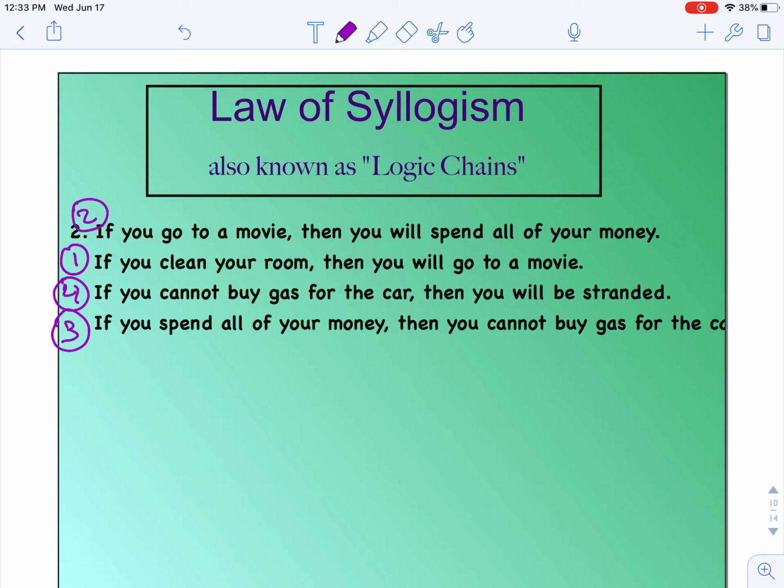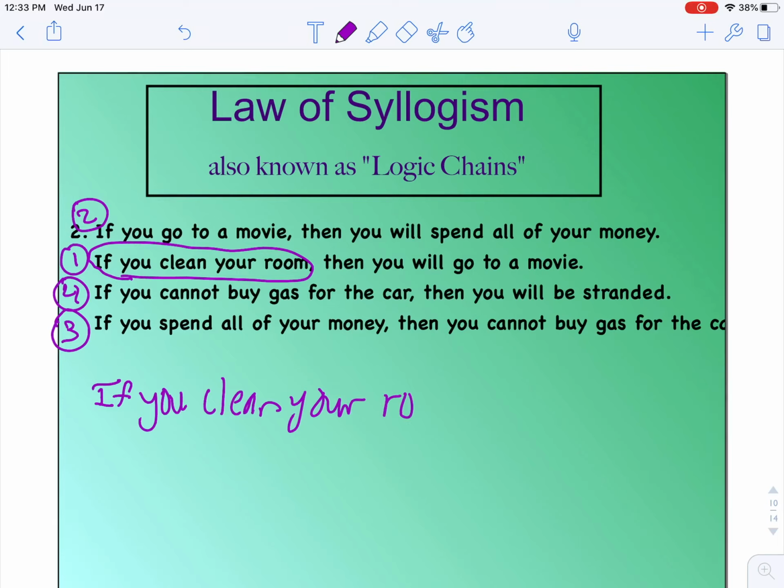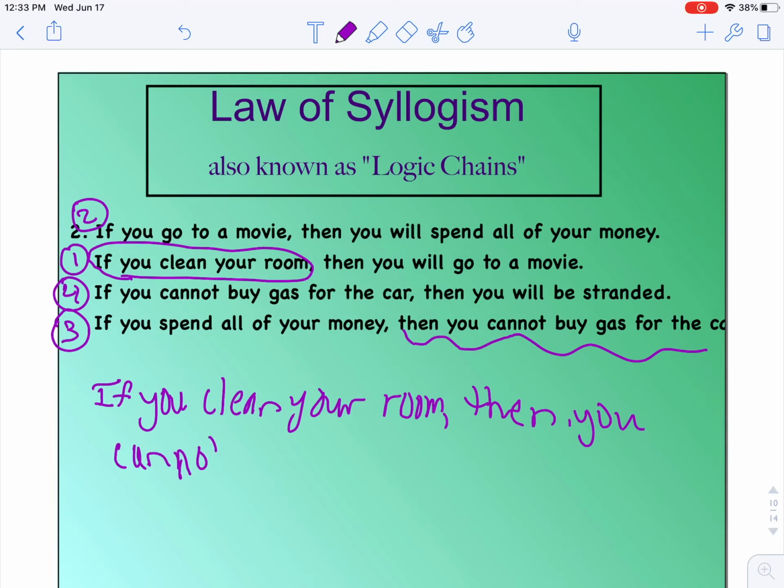So now, once you have them in order, you are going to take again the first hypothesis in your first statement, if you clean your room, and you match it up with the final conclusion, then you cannot buy gas for the car.